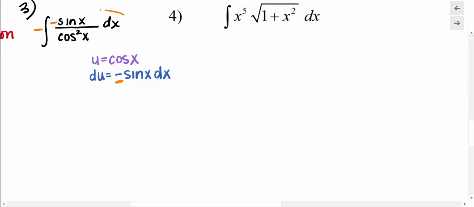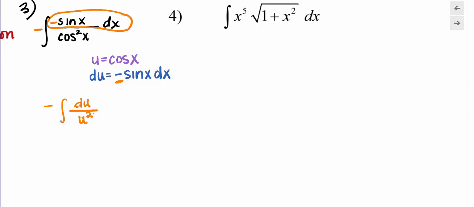So then this whole negative sine x dx part is going to be replaced with du, and the denominator gets replaced with u squared. Again, U-substitution doesn't care what the u actually was, whether it was trigonometric functions or e functions or natural log. It doesn't matter as long as the u and du parts match up. So then if I go through one quick rewrite here, I should be able to integrate this.